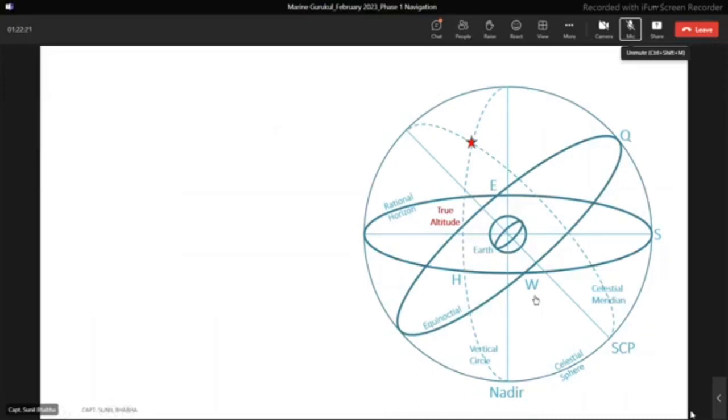Now, having understood both these systems of reference, that is the equinoctial system, which is based on the equinoctial and the celestial poles, and the horizon system, which is based on the rational horizon and the zenith and nadir, or the vertical circles, we can now move on to understand the concept of the PZX triangle. So we will use the two systems which we have just now discussed to understand what this PZX triangle is.